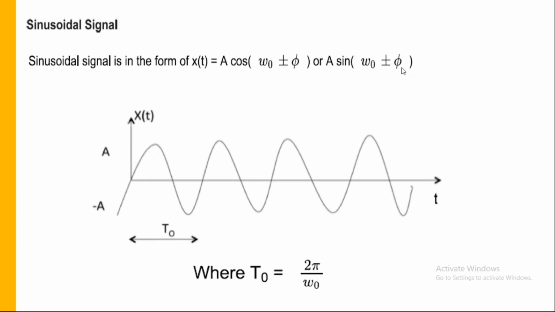Suppose there is a phase variation, like the waveform, instead of starting at 0, starts at 45 degrees. Then I can write this as A sine of omega naught t plus 90 degrees or 45 degrees, something like that. That means instead of starting at the origin, the waveform starts with a phase delay of 45 degrees. So that's how you can use this phi term in this equation.